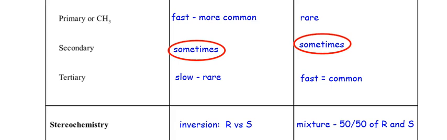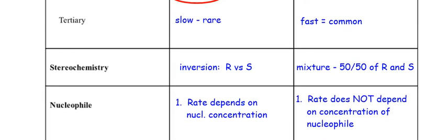If it attacks exactly where the bromide left, there is no inversion. So if it started off at R, it'll end up at R. But if the nucleophile attacks from the opposite side, then you're going to have the inversion. If it started off at R, it will end up as an S. So that's your stereochemistry. So what about your nucleophile? All right, if you have SN2, rate depends on the nucleophile concentration. If you have SN1, it does not. It only depends on how fast that bromide leaves. Okay, that's it.